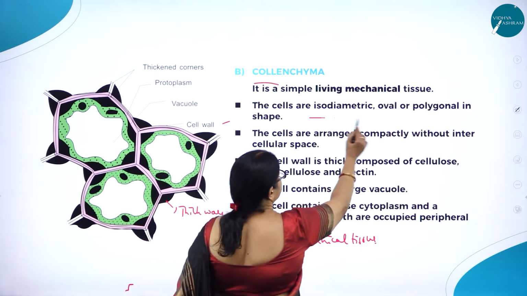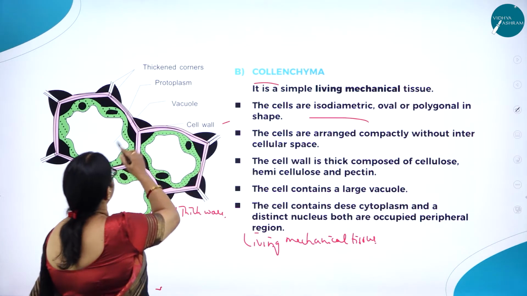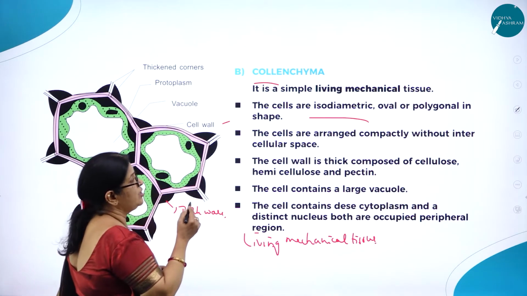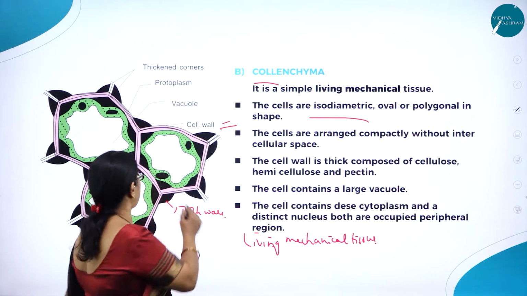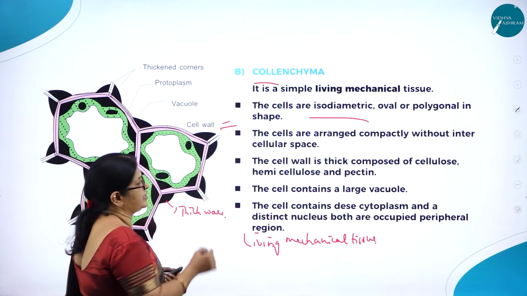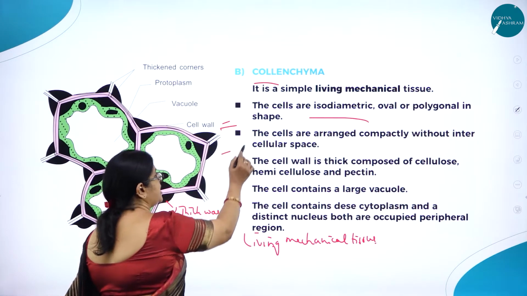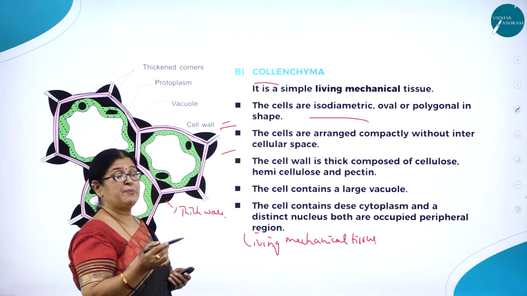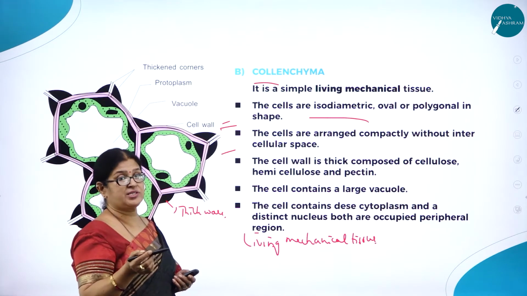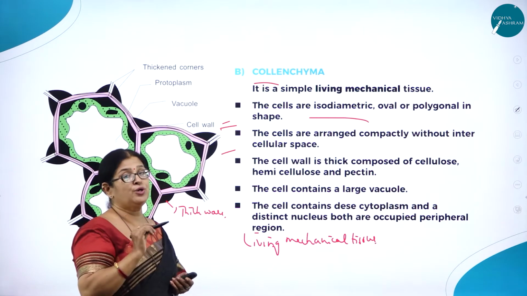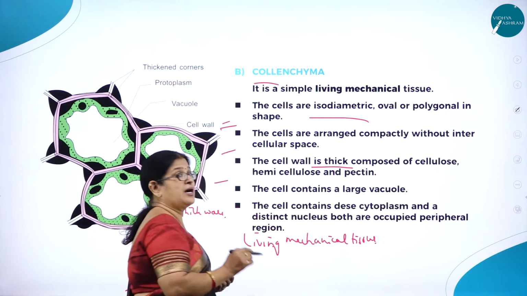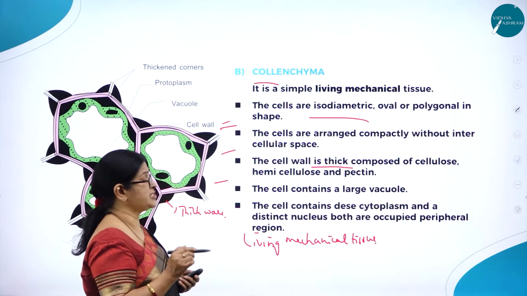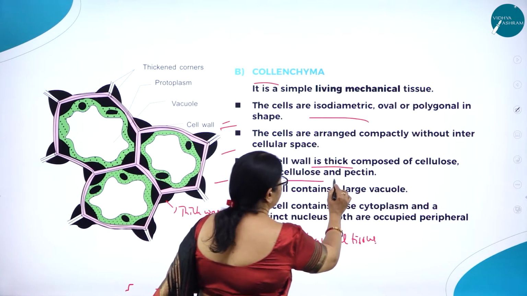Their cells are isodiametric, same shape. Here you can see they are isodiametric, polygonal in shape. And the cells are compactly arranged. Here you can see the compactly arranged cells without any intercellular spaces. So there is no intercellular space. But in parenchyma you can see large intercellular spaces. But in collenchyma you don't find any intercellular spaces. Here the cell wall is thick, composed of chemical substances called cellulose, hemicellulose and pectin.